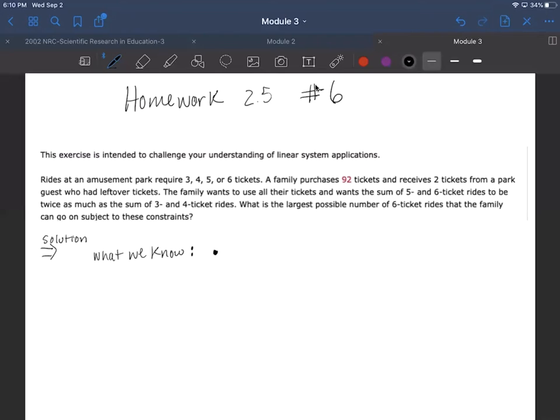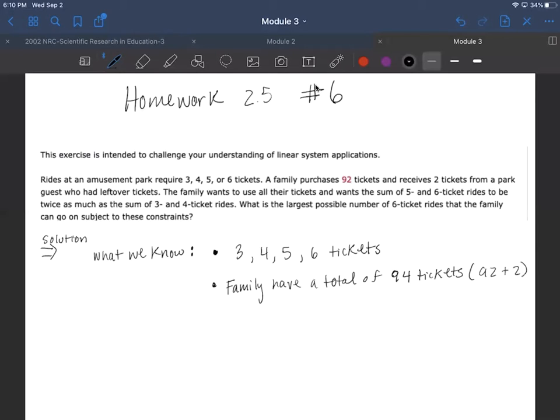So first thing that we know, we have 3, 4, 5, 6 tickets, right? The tickets can only come in 3, 4, 5, 6. Next, we also know that the family has a total of 94 tickets. How did I get 94 tickets? Remember, 92 plus the 2 tickets that they got, the leftover ones from some random person giving them 2 extra tickets.